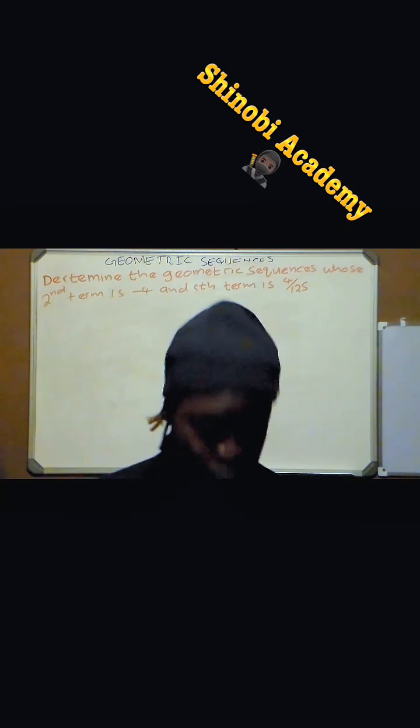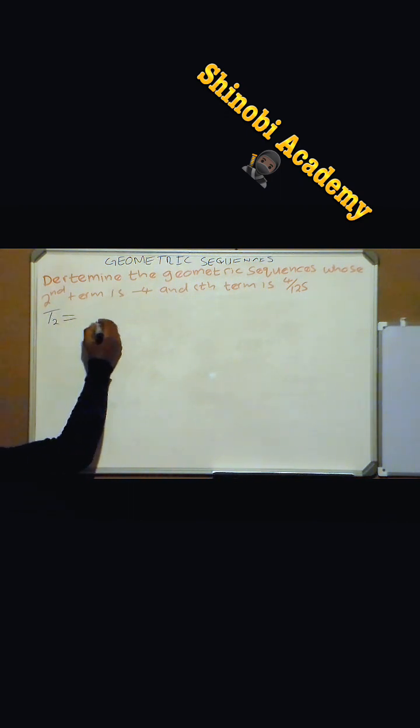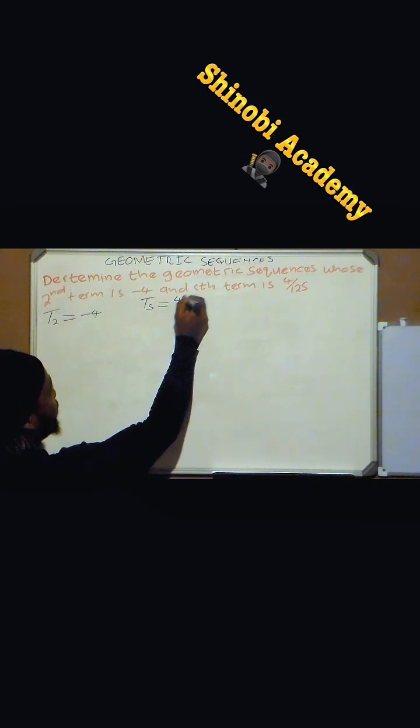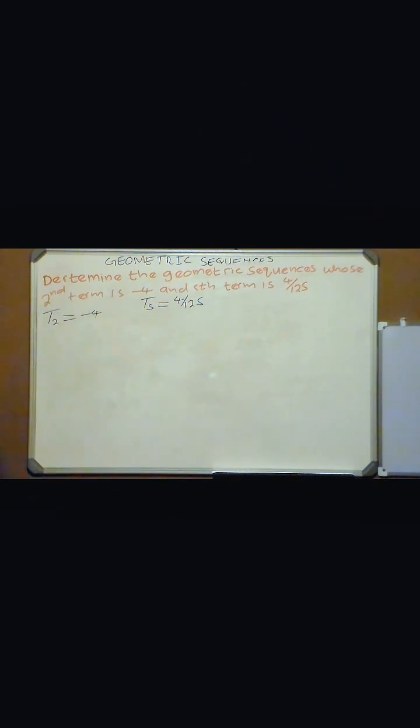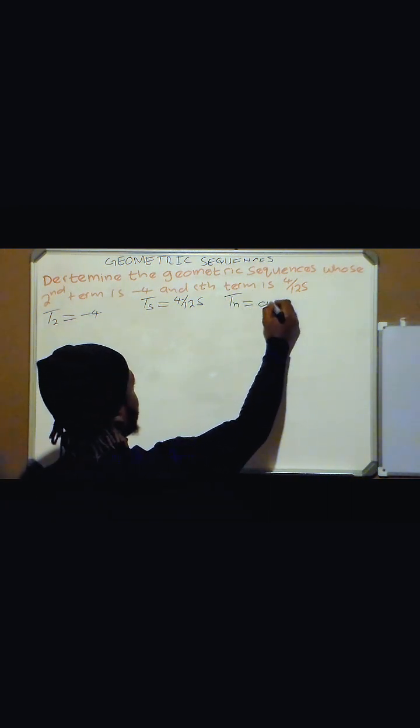Okay guys, so this is question number 2 of the 4, right? The question says we should determine the geometric sequence whose second term is -4 and fifth term is 4 over 125. So here we are given term number 2 as -4. We are also given term number 5 as 4 over 125, right? And this is a geometric sequence, so we know that we can use Tn equals ar^(n-1).